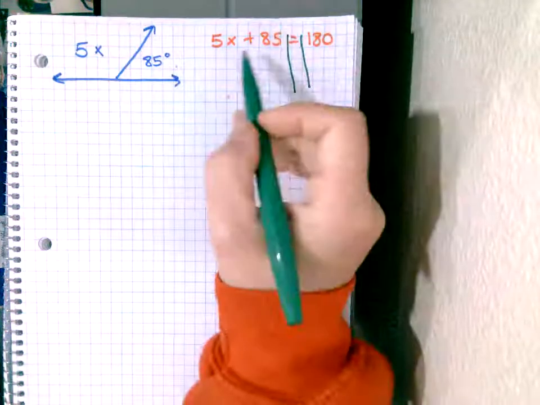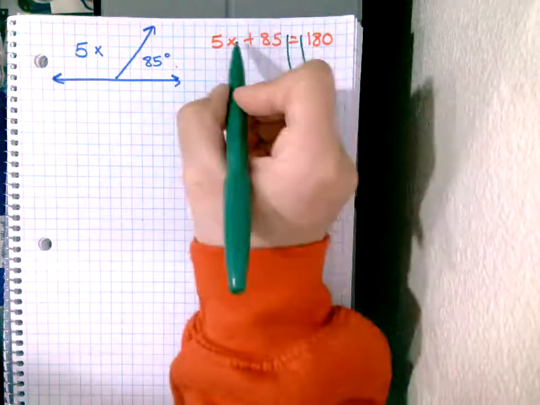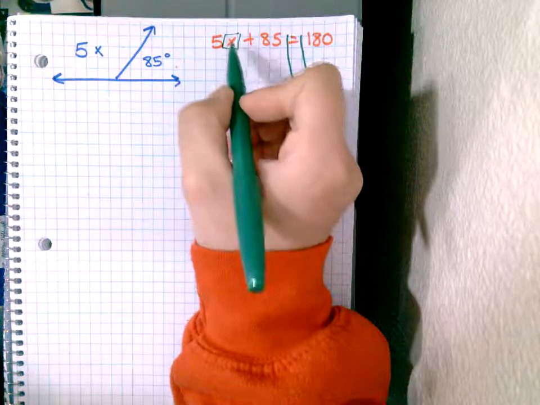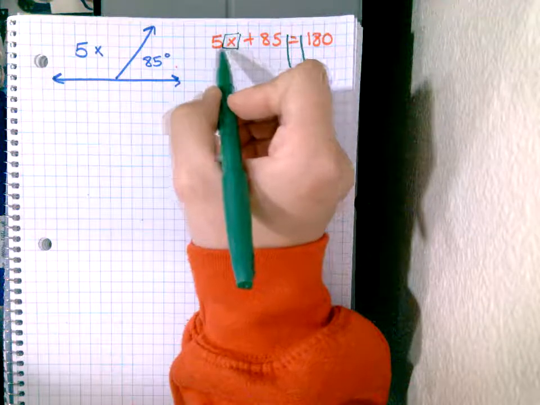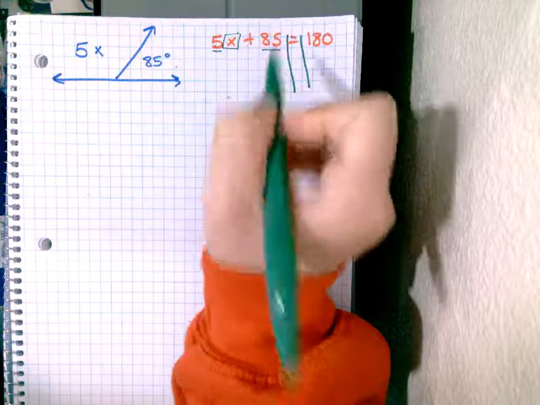All right, so our equation is 5x plus 85 is equal to 180. So here's my x, right? Your goal is to get x by itself. So you have the 5 and you have the 85, right? 5 times x plus 85.